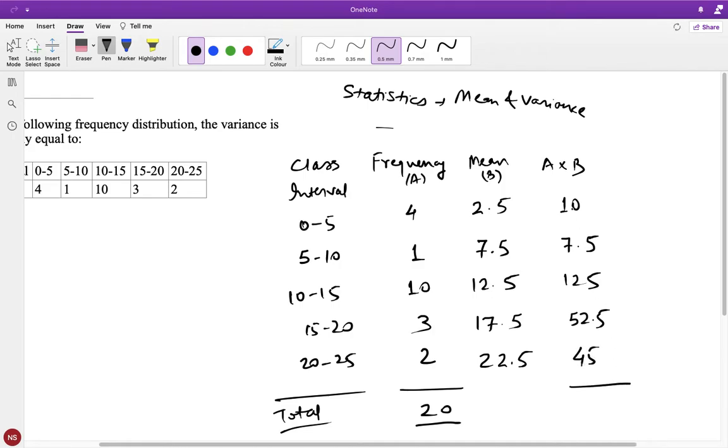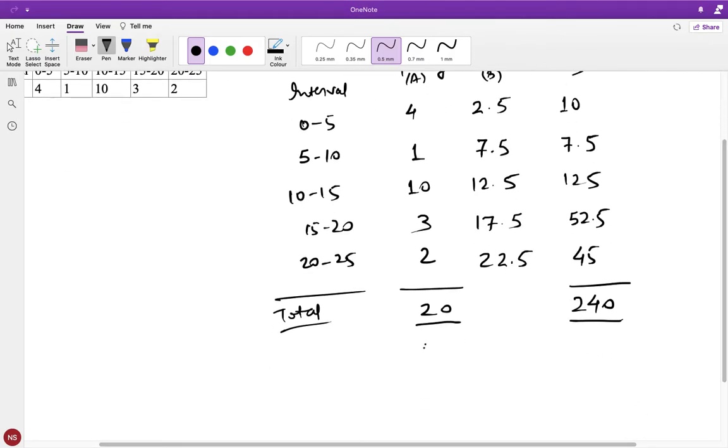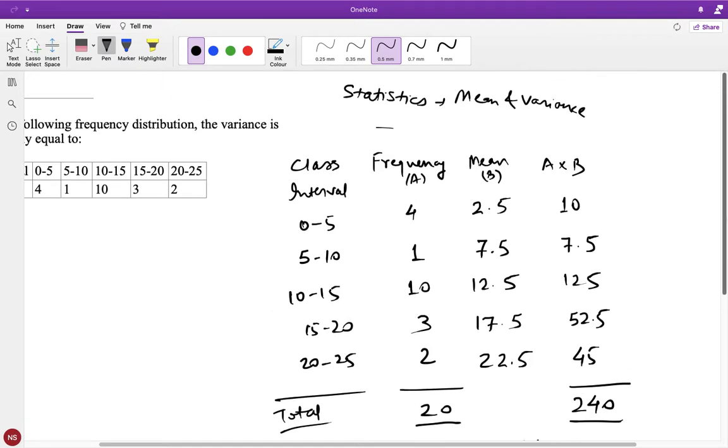Okay, now total for A into B is 10 plus 7.5 plus 125 plus 52.5 plus 45, which is 240. So the mean is equal to 240 by 20, which is equal to 12. Mean is 12, right? So for calculation of variance, what do you do?